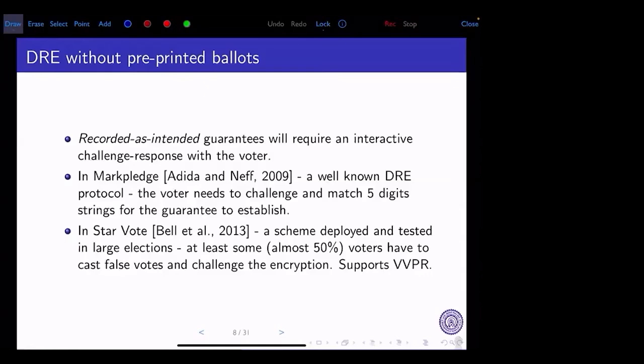But casting false votes and challenging is a protocol, and whether it is practical, whether voters would be able to follow this protocol or will understand the need for it, is a big question. So for obvious reasons, cast-or-challenge protocols are not very popular. It's a cryptographic construct that is considered to be slightly meaningless. And Star Vote is a great protocol, but it could not quite figure out how to get rid of this step. So this step comes out again because it's a DRE machine. You press a button for Congress. And the machine, how does it prove that it has recorded Congress inside? That's a problem, right?